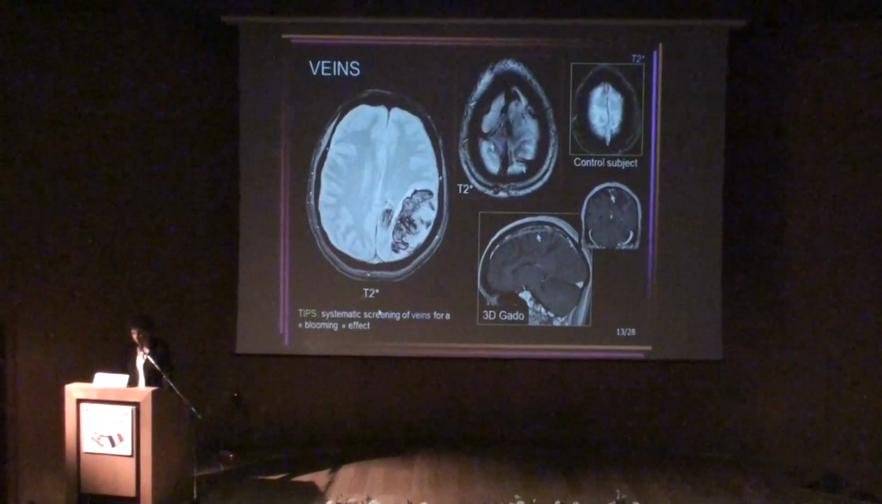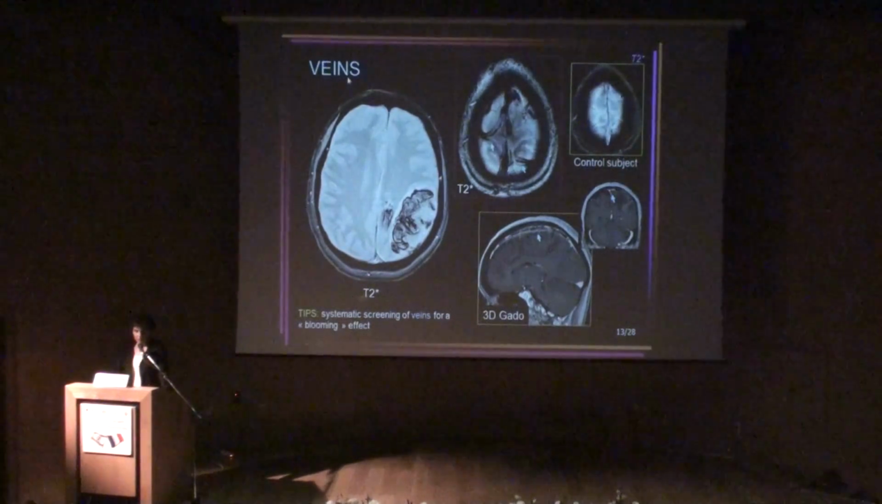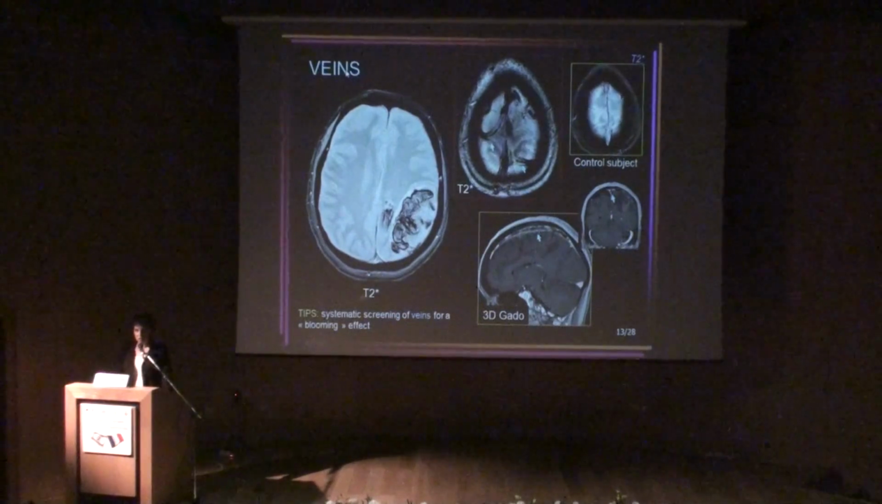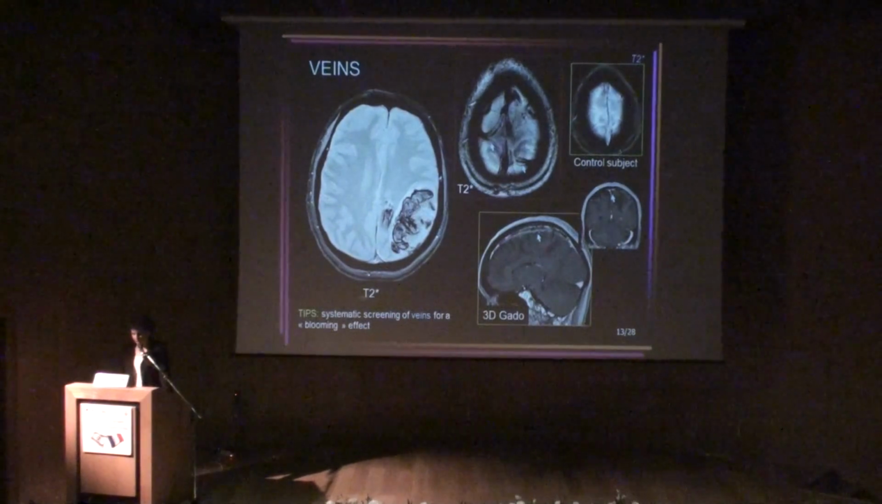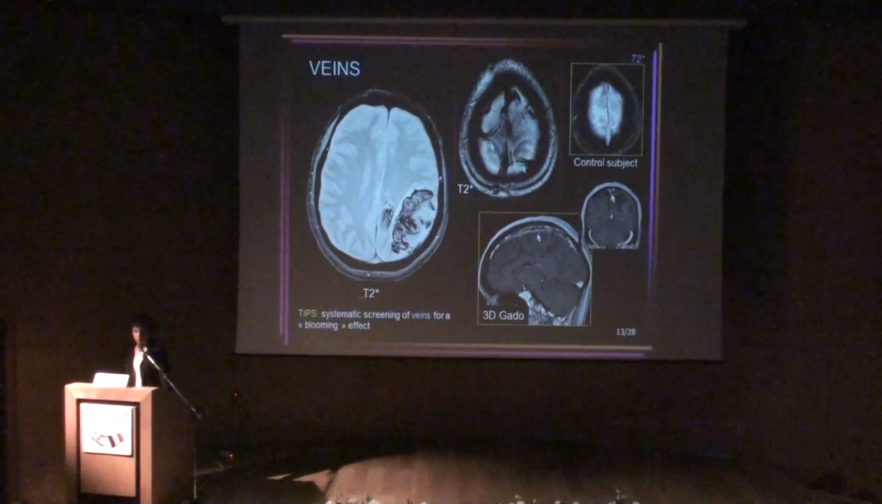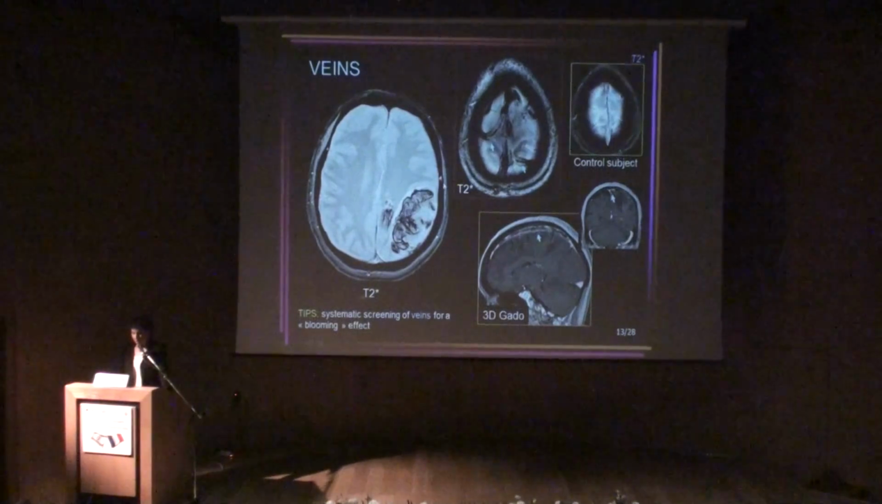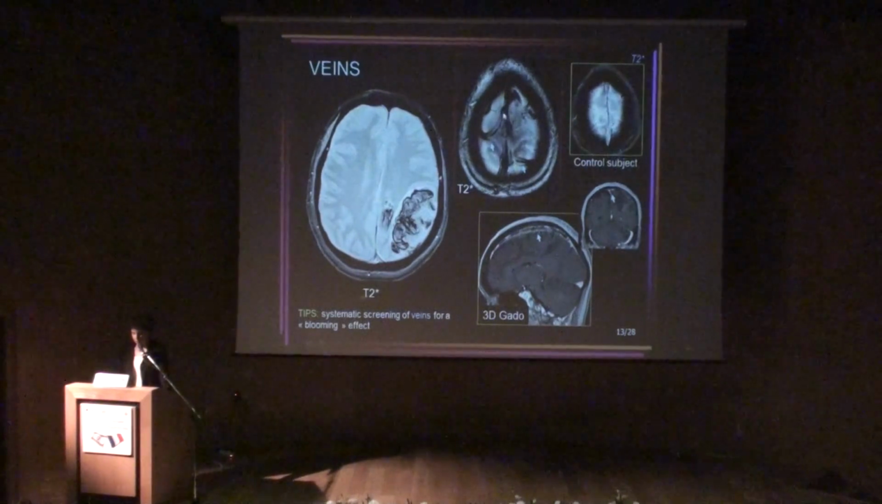And probably the most important message in practice is to screen the veins, and that should be part of the systematic screening of any brain MR. Every time you perform a T2 star weighted sequence, you will look for hematoma, but that you won't miss. It's impossible. But you have to look at the veins as well.